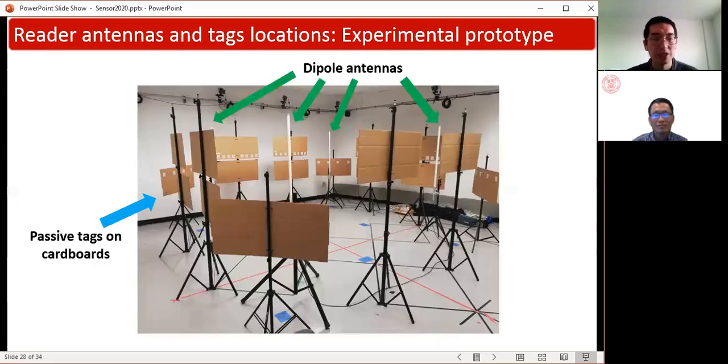So here we have a picture of the setup using the 4 dipole antennas. The tags are pasted on cardboards to enclose an area of 365 centimeters by 365 centimeters. Dipole antennas are placed near the 4 room corners, and their space center is about the same height as most tags to ensure optimal coverage.